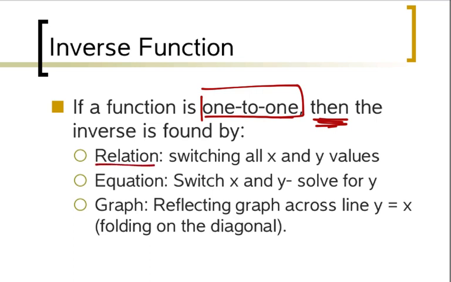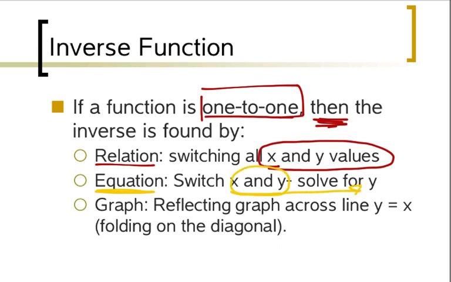So there's three different types of things you'll be doing in your homework. The first type is a relation, and when you have a relation, you just have to trade places with x and y values. Then we'll have equations. Whenever we have an equation that's one-to-one, we trade the x and y variables and then isolate y. You can solve for y. And finally we'll have graphs, and there's a quick way of doing the graphs, and that's reflecting across the line y equals x. So let's go ahead and take a look.